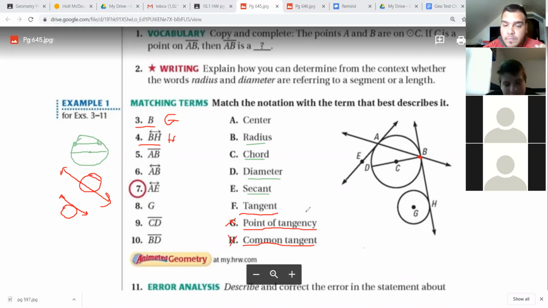Wait, why isn't 3H? Number 3 is just point B. So it's literally just this thing. It's not a line. It's just literally that right there.